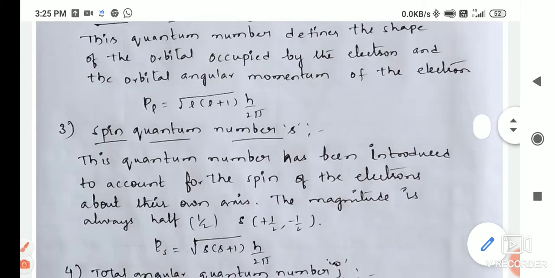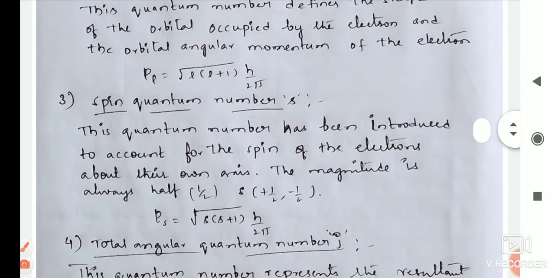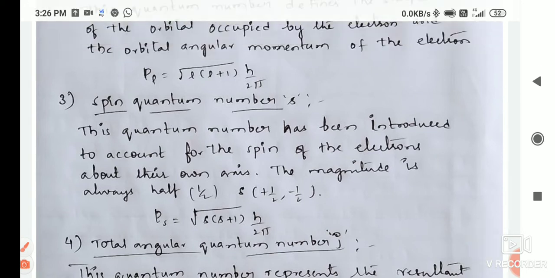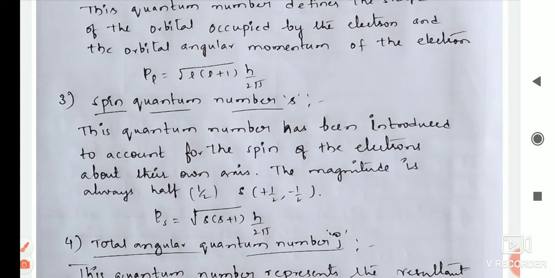Okay, next we have spin quantum number S. We know that the electron not only has orbital, rotatory motion, but also it has spin motion. It will rotate around its own axis. That is called spin motion of the electron. So, due to that we have spin quantum number S. This quantum number has been introduced to account for the spin of the electrons about their own axis. The magnitude is always plus or minus half.